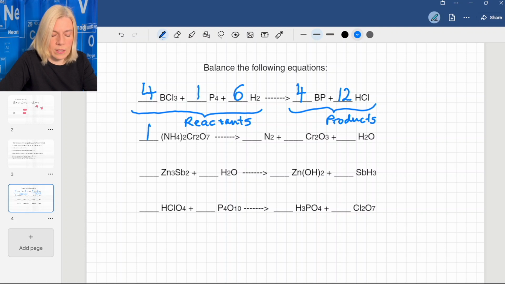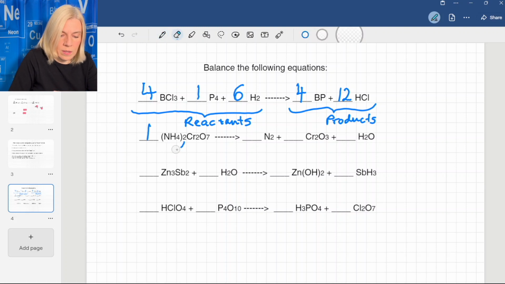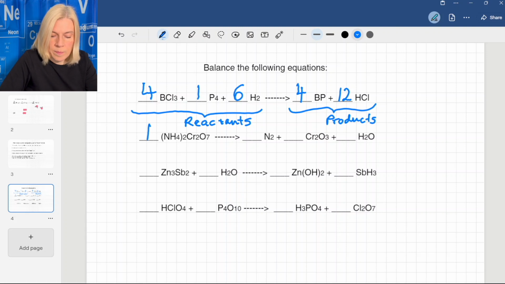I have 2 nitrogens, and you say, why do I have 2? Well, I have 1 nitrogen here, but there's 2 after the parentheses. So I have 2 nitrogens. So let's keep going. So 2 nitrogens as my reactants. I have now 2 nitrogens as my products. Let's put 1 here. Let's go back.